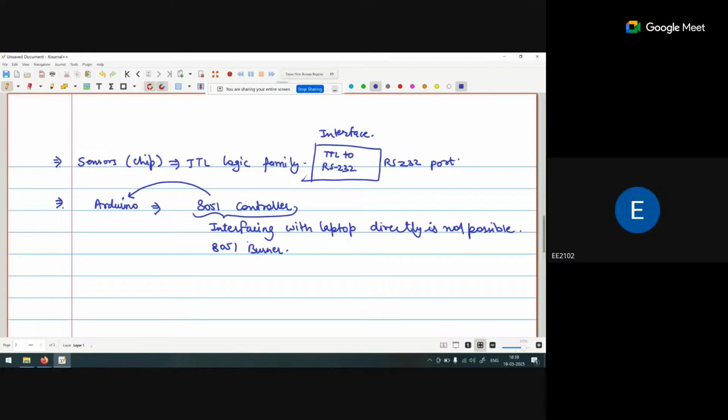Okay, Arduino we can directly interface with the laptop. So what is the benefit of this? If I want to change a code at any point, we can directly change the code and upload it on the controller.